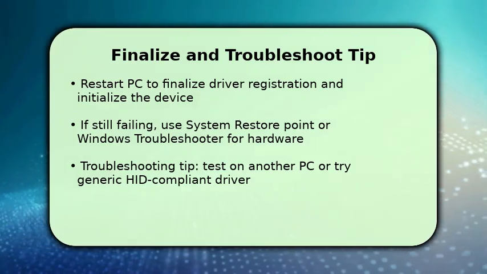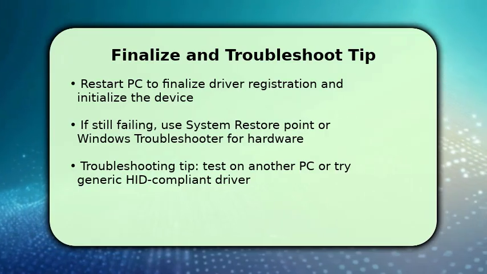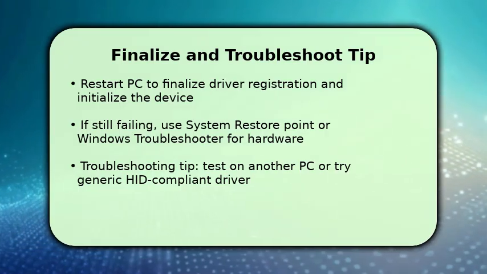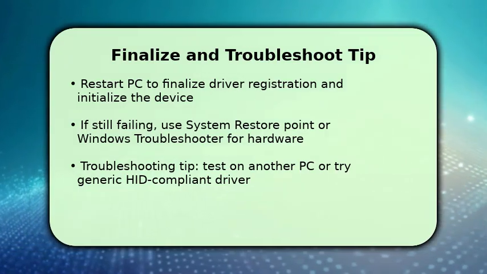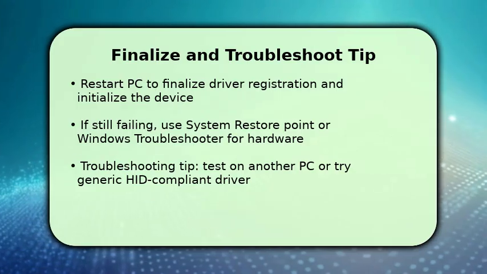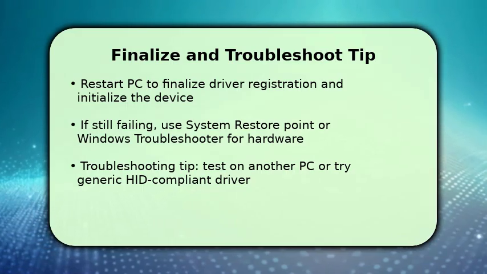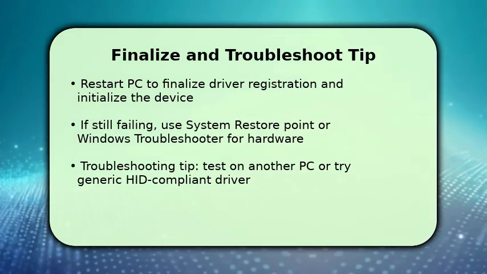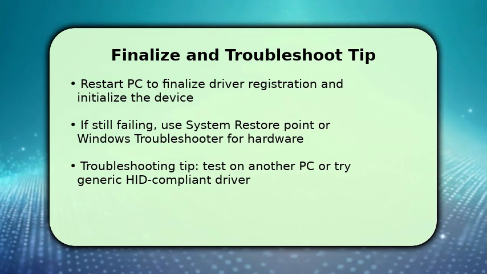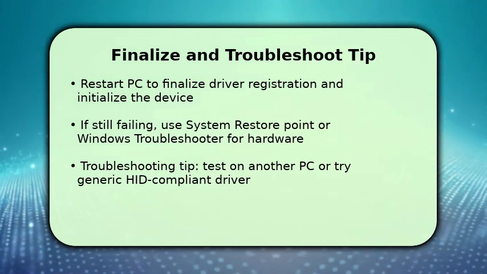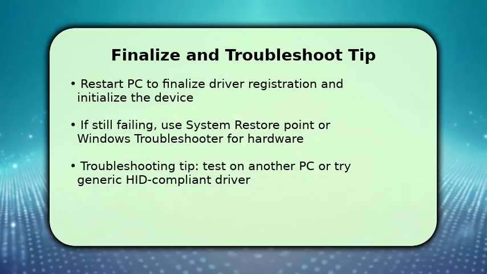If the error persists, run Windows Troubleshooter for hardware and devices or revert to a recent system restore point that had a working configuration. One key troubleshooting tip: test the mouse on another computer to rule out hardware failure, or install the generic HID-compliant driver temporarily to determine whether the issue is driver-specific or a physical fault.